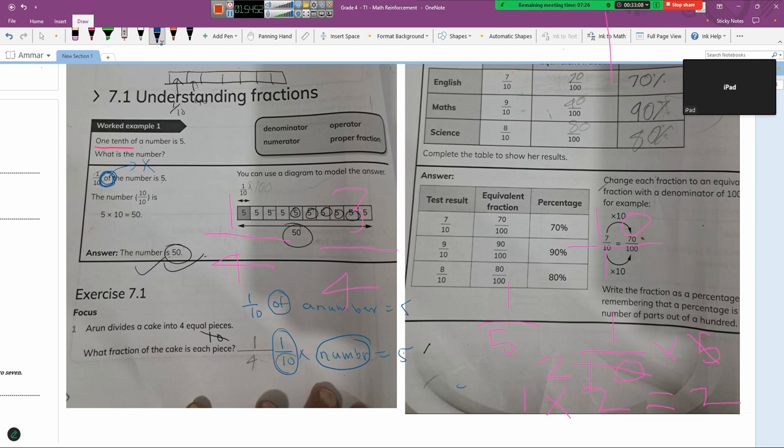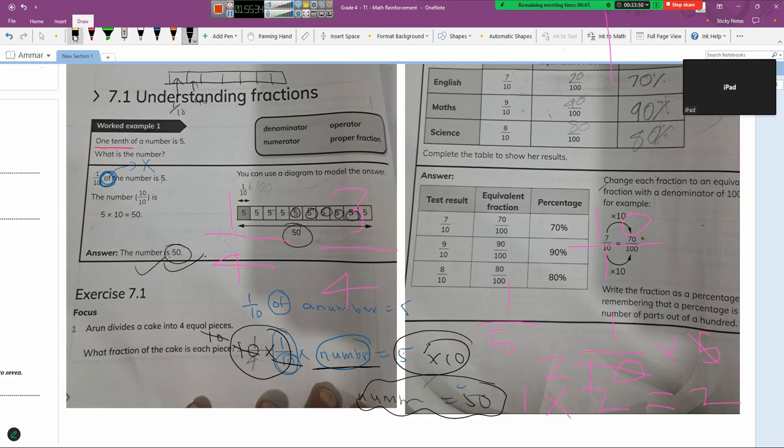To get rid of this 10 in the denominator of the fraction in front of that number, what can I do? Yes, you just multiply by 10 on both sides. What will happen? This 10 and this 10 will disappear, right? So here we have only 1, so we will just have the number itself. Here we have 50. So that number would be 50, right? So this is how we do the manual calculation.